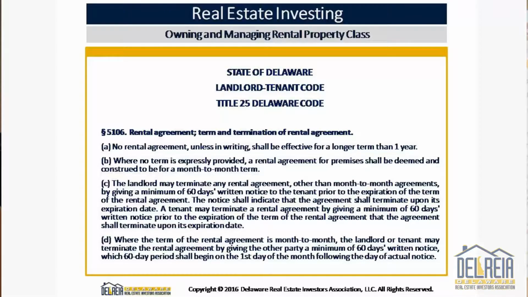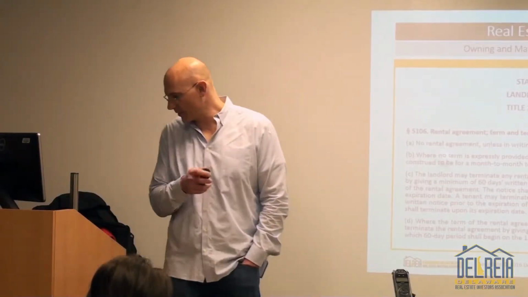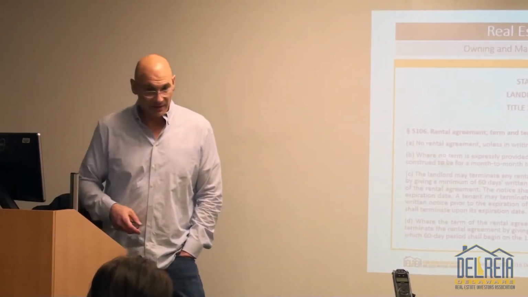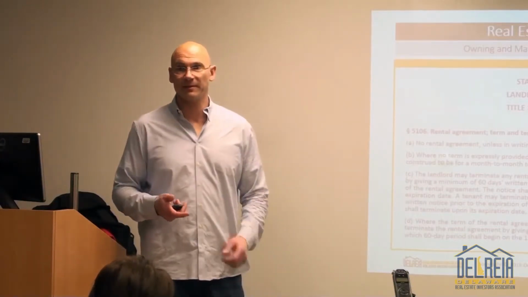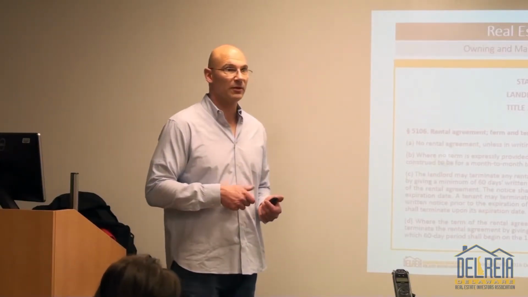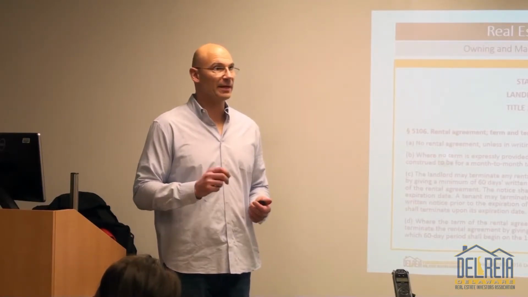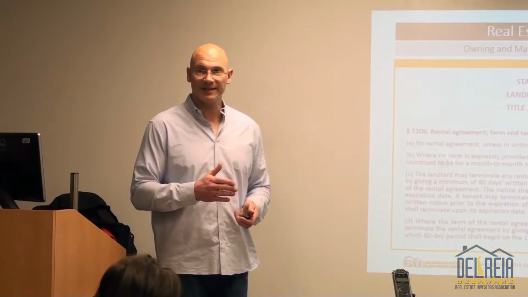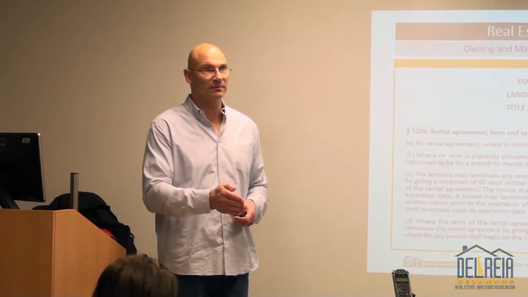All right. Where the term of the rental agreement is month to month, the landlord or tenant may terminate the rental agreement by giving the other party a minimum of 60 days written notice, which 60-day period shall begin on the first day of the month following the day of actual notice. So, what's today? February 6th. So, if you're on a month-to-month lease and you want to give your landlord notice of moving, you can say, here's my 60-day notice. And that 60 days would start March 1st.